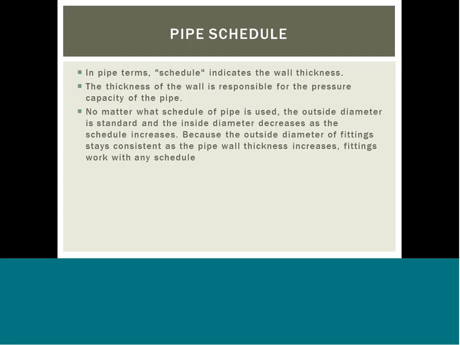In pipe terms, schedule indicates the wall thickness. The thickness of the wall is responsible for the pressure capacity of the pipe. No matter what schedule of pipe is used, the outside diameter is standard and the inside diameter decreases as the schedule increases. Because the outside diameter of fittings stays consistent as the pipe wall thickness increases, fittings work with any schedule.